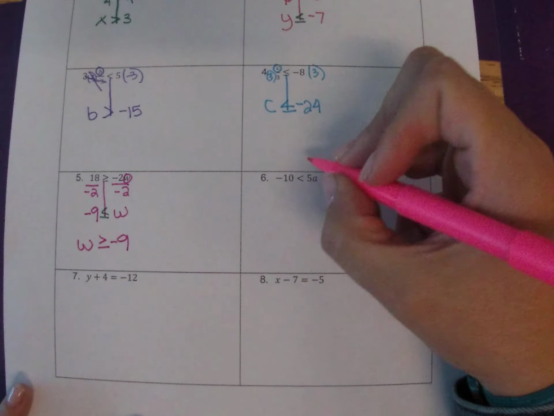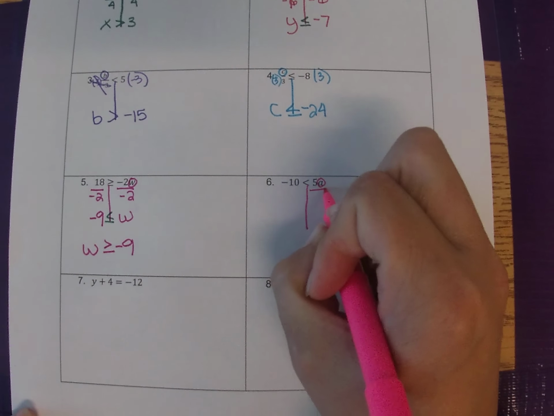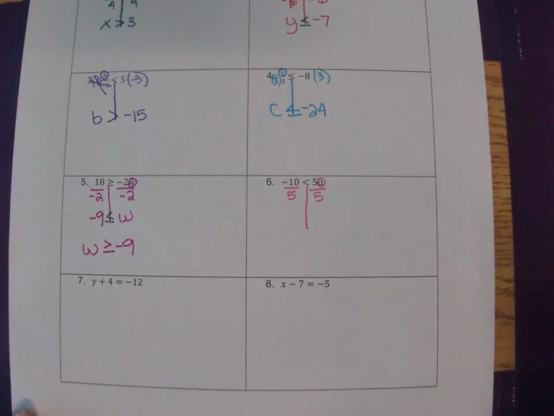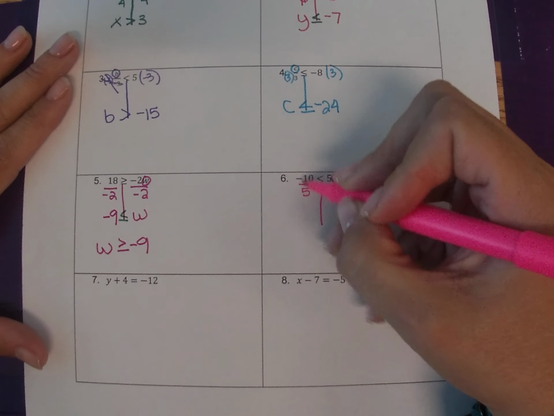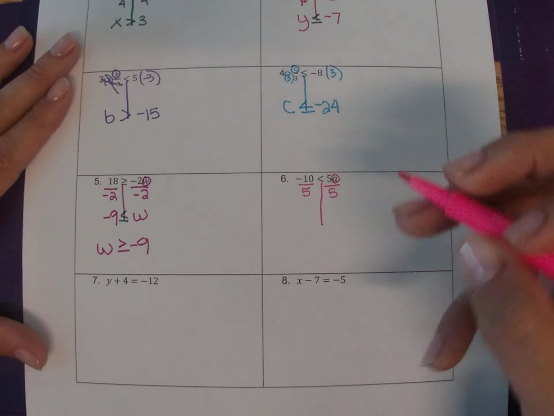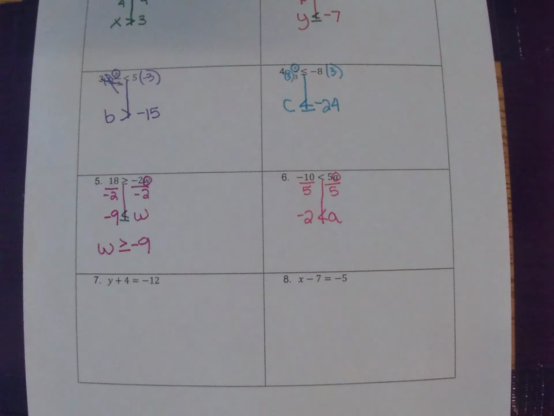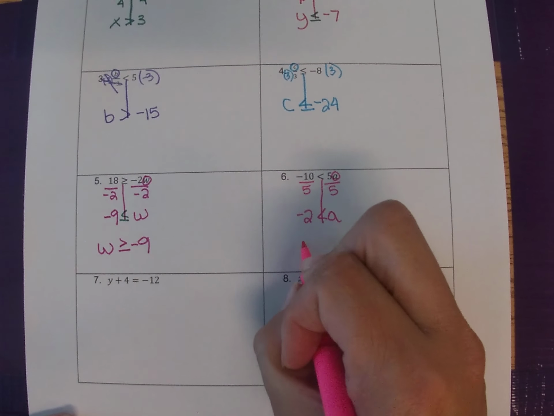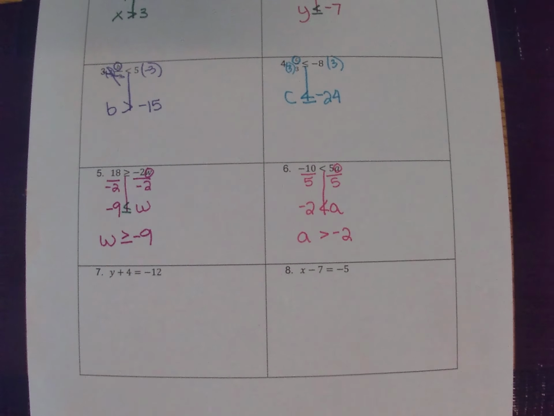Number 6. Line. This is multiplication, so we're going to undo multiplication with division. And we divided by +5. So we have a negative number, but we're dividing by +5, so that is not a reason to flip the inequality sign. But we do want to rewrite this with the variable first. And rewriting with the variable first is a rule that we already learned requires us to flip the inequality sign. And so we get a is greater than -2.